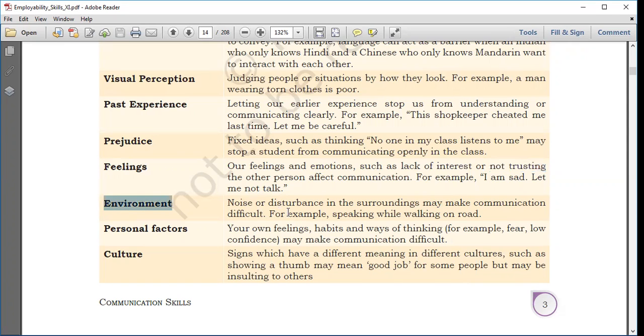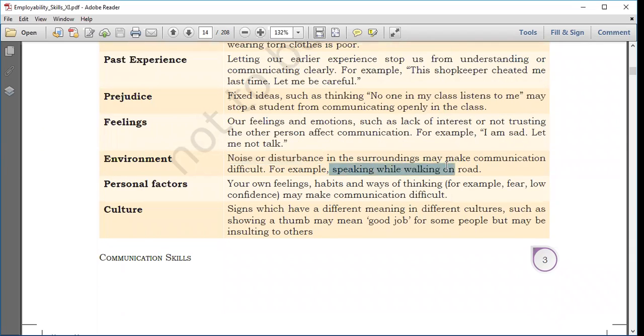Sometimes environmental problems are there, like noise is there, disturbance is there in the surroundings, so we are not able to speak properly, or if we are speaking, the other person is not able to listen to you. ये एक तरह का environmental disturbance है. While walking on the road, you'll find a lot of noise. Road पे बहुत noise होता है vehicle के, traffic का. So the other person may not be able to listen to you, right? Your communication will not be proper then.